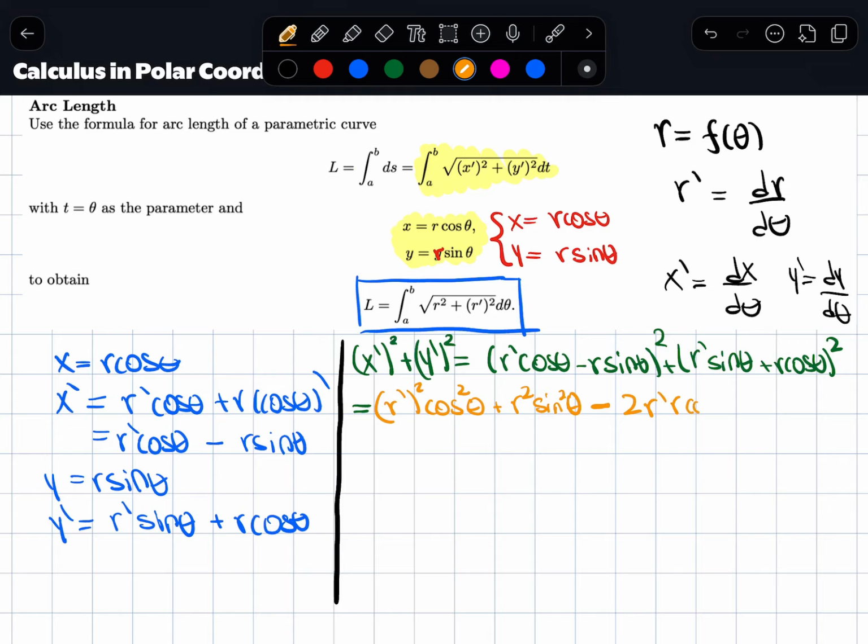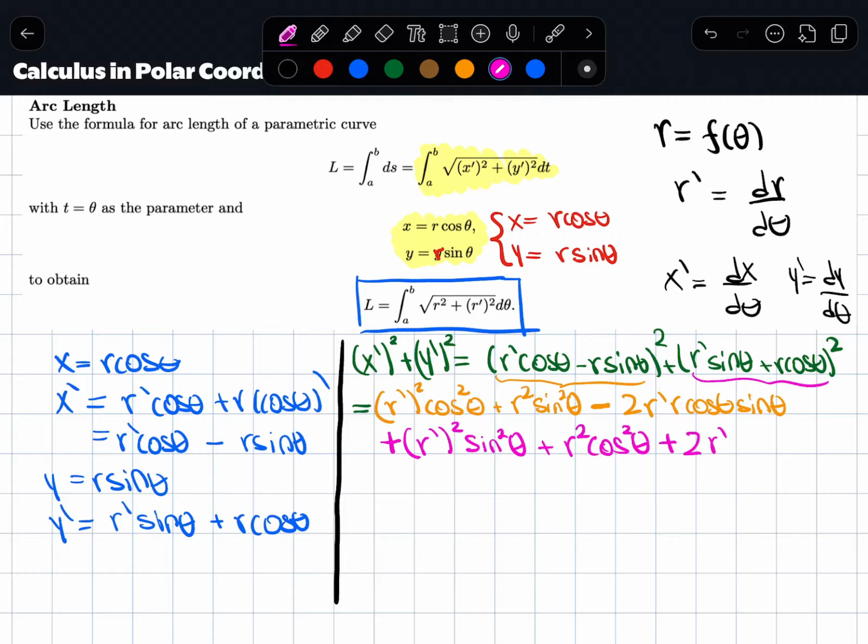So if I had enough space, I'd be writing all of those side by side on the same line. Now I'm squaring: r prime squared sine squared. Square the first, square the second, r squared cosine squared theta, and then plus the first times the second times 2, so 2r prime r sine theta cosine theta.